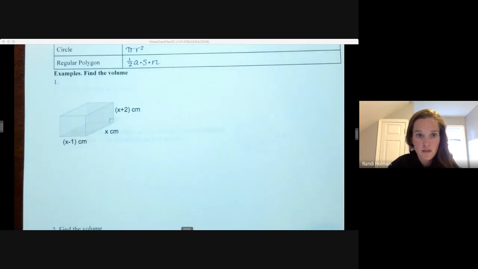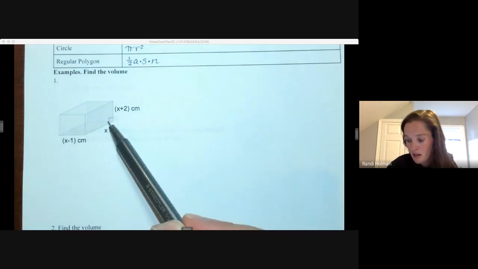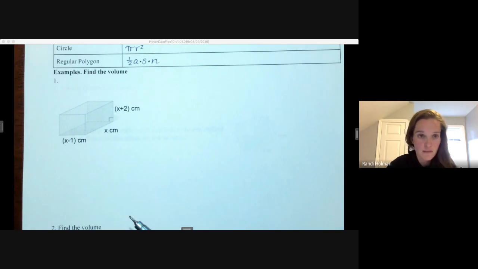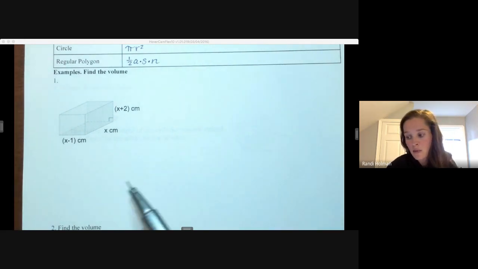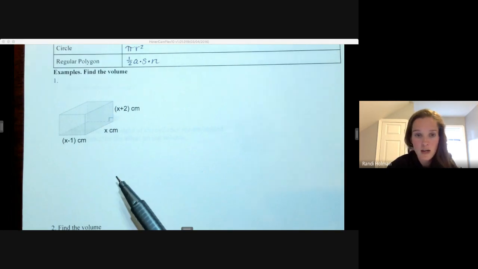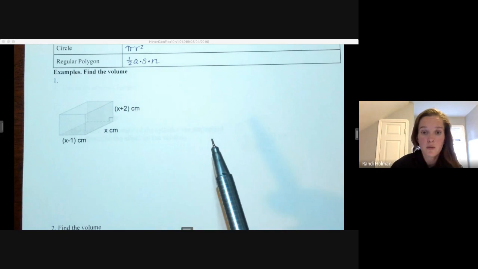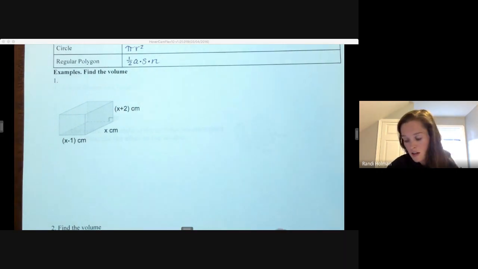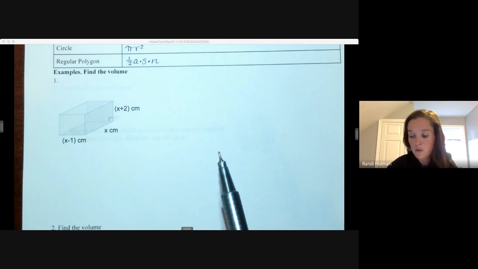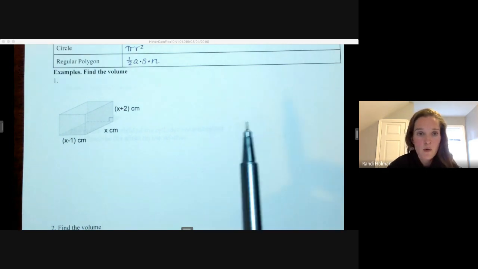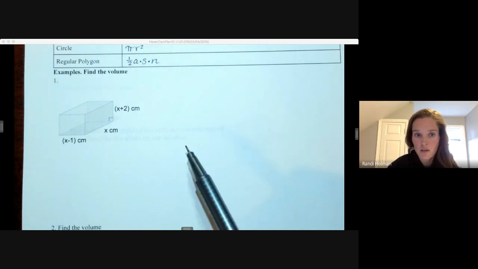So this first one, we're looking at finding the volume of this right rectangular prism. And you might have thought of length times width times height before for a rectangular prism, which does work. The reason that we want to use that big B times H, the area of the base times height, is because it works for rectangular prisms, but it also works for triangular prisms or cylinders or pentagonal prisms or any sort of prism or cylinder. So it gives us a lot more flexibility to use it with whatever shape we're looking at.